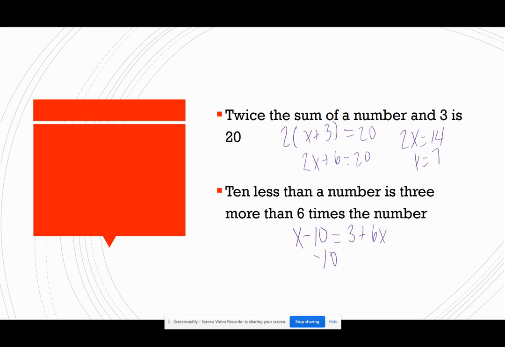Subtract x over, I get negative 10 equals 3 plus 5x. Subtract 3, negative 13 equals 5x. So my x is negative 13 divided by 5.